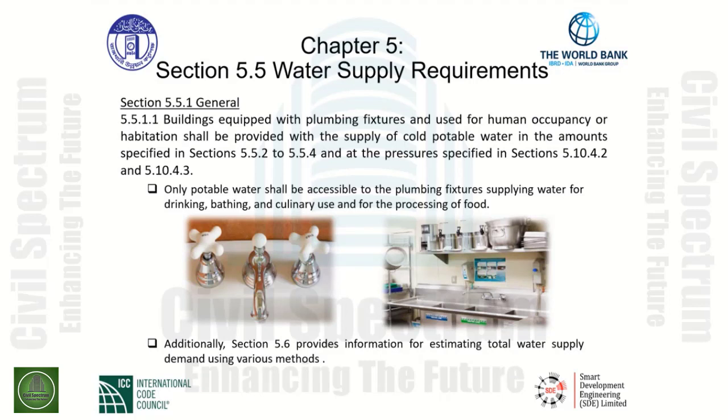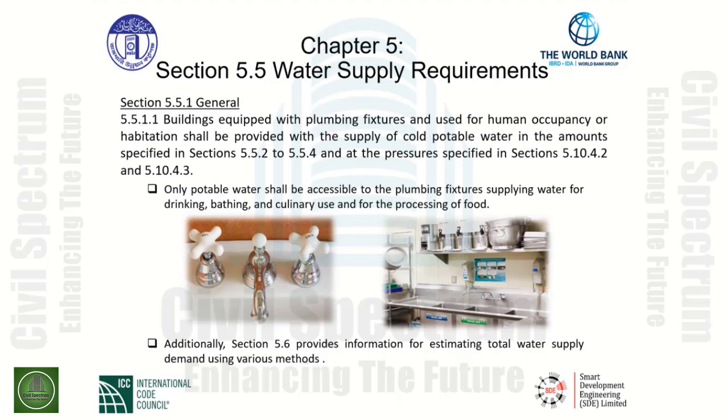In section 5.5.1, buildings equipped with plumbing fixtures and used for human occupancy or habitation shall be provided with a supply of cold potable water in the amounts specified in sections 5.5.2 to 5.5.4 and at the pressure specified in sections 5.10.4.2 and 5.10.4.3. Those sections indicate the water distribution system.